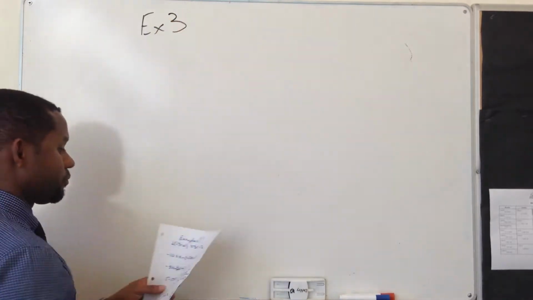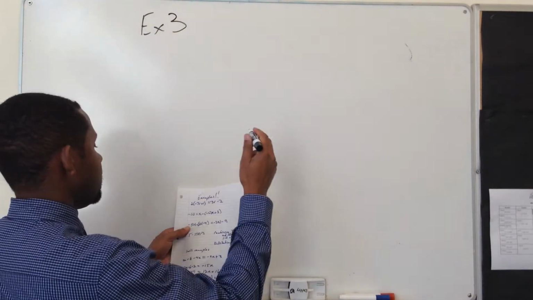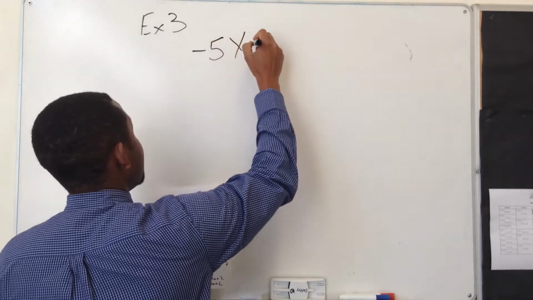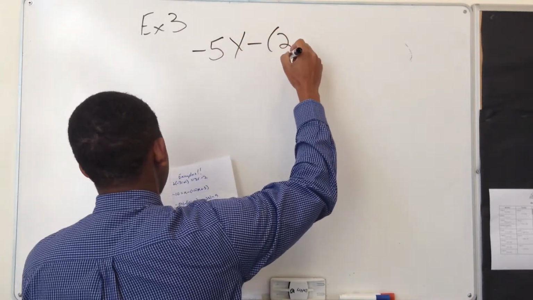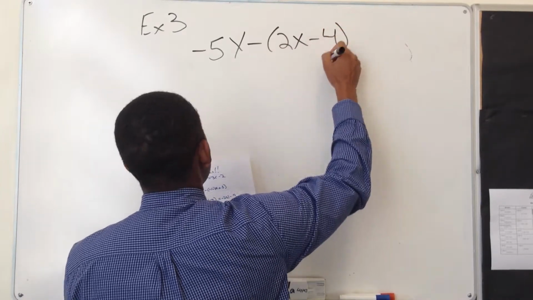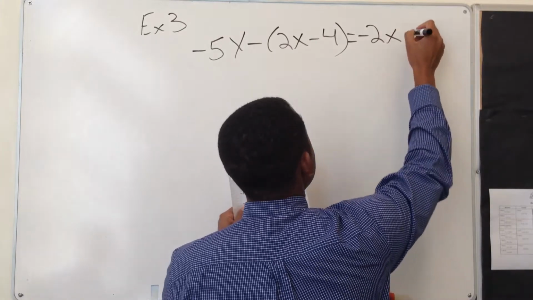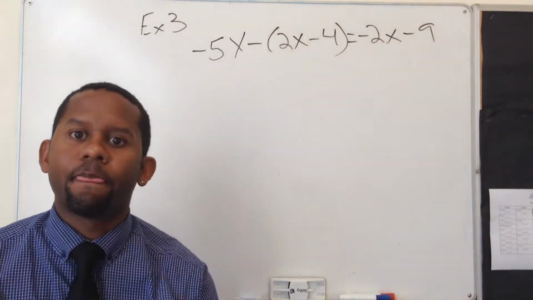Example 3 says negative 5x minus 2x minus 4 equals negative 2x minus 9.